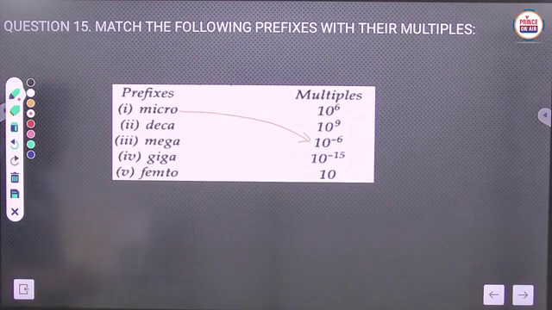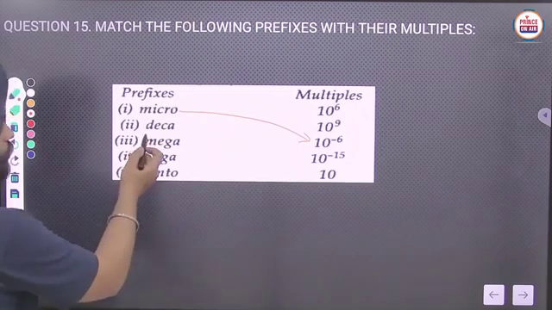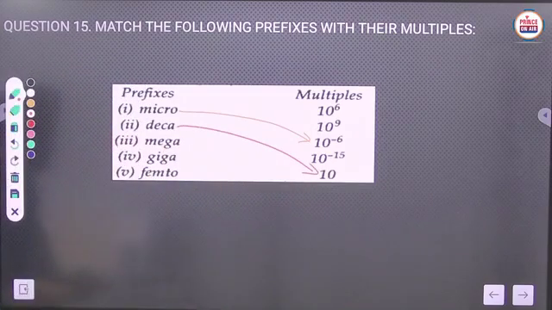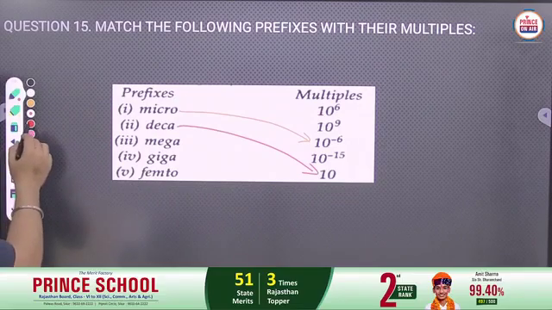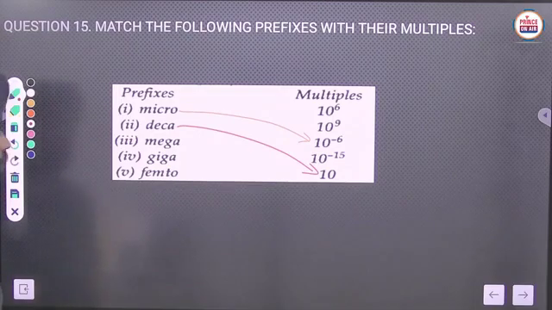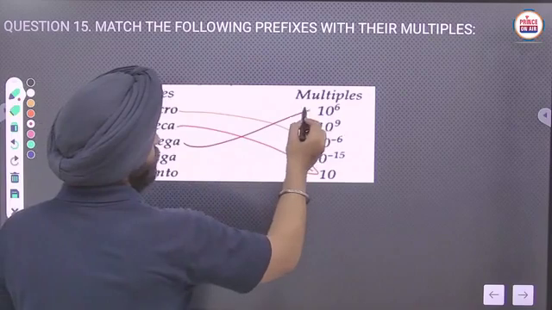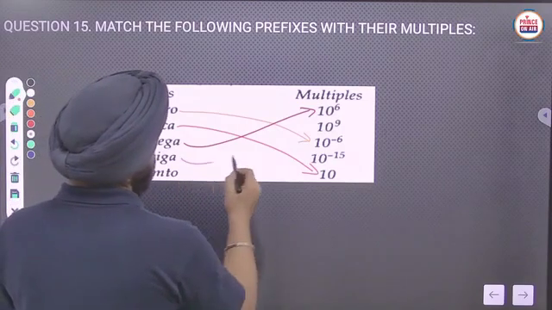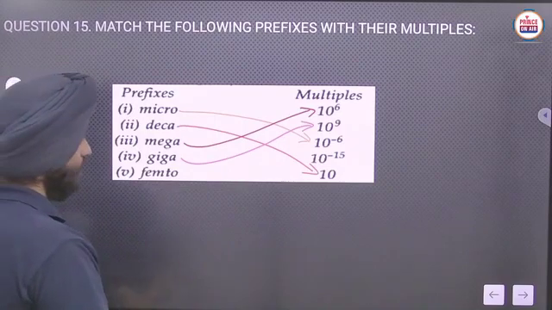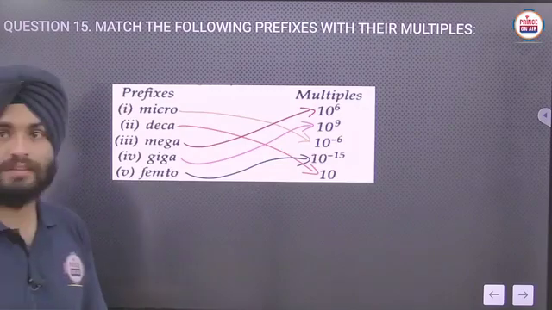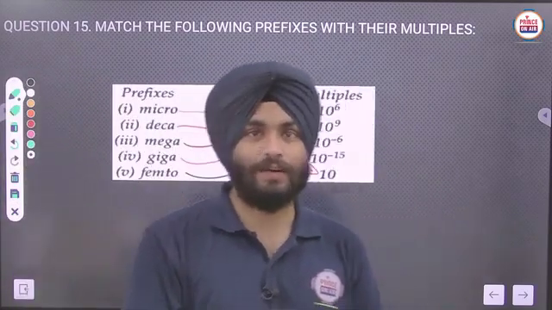Giga is, giga. Okay. Deca, yeah, deca is 10 raised power 1. One more color we can change. Next one is mega. Mega will be 10 raised power 6. Next one is giga. Giga is 10 raised power 9. Next one is femto. Femto is 10 raised power minus 15. So that will be the answers. That is the matching.